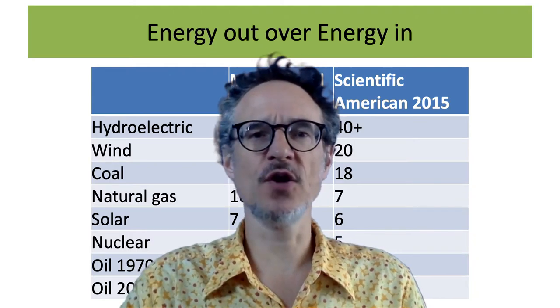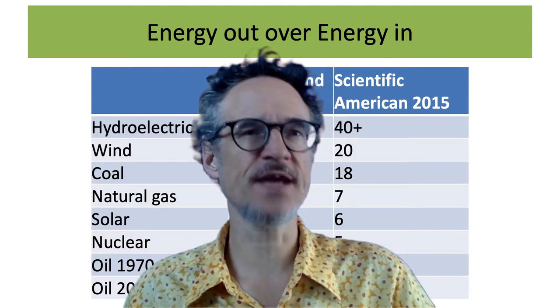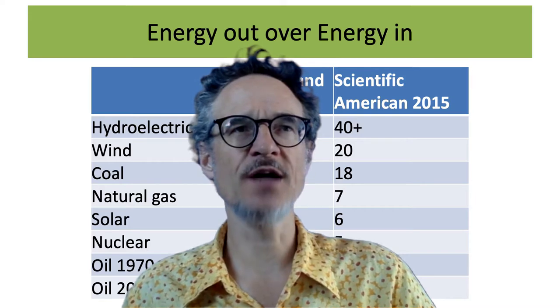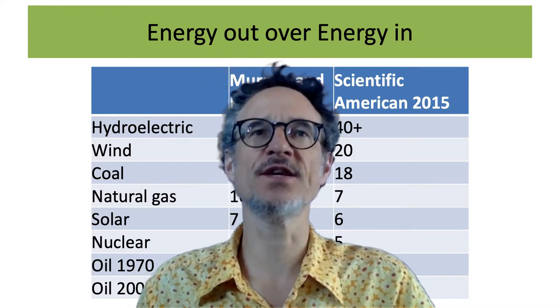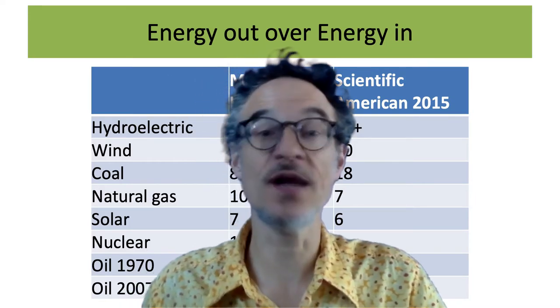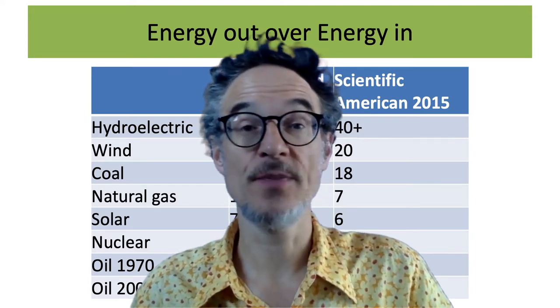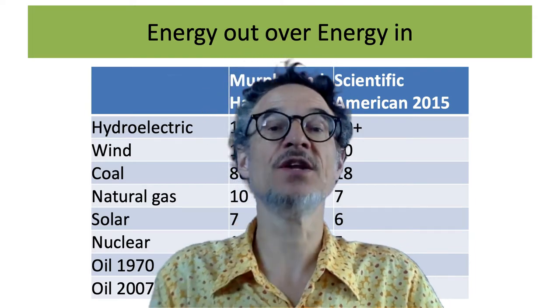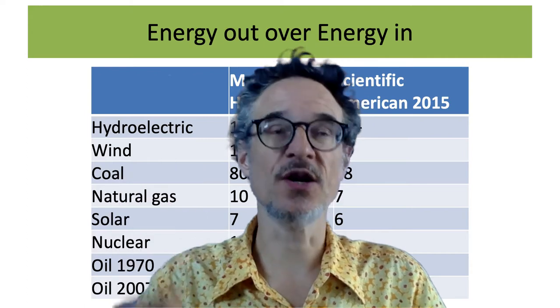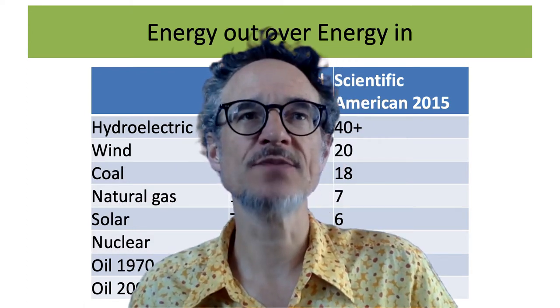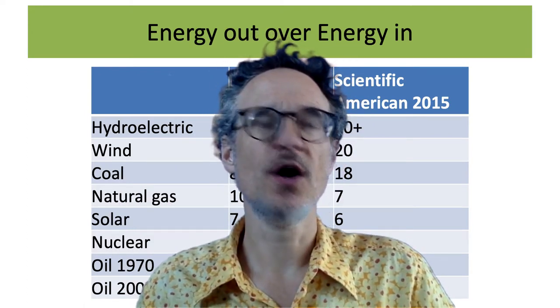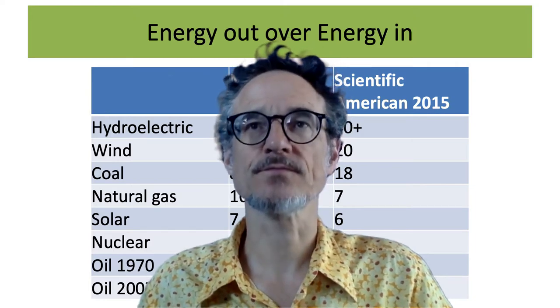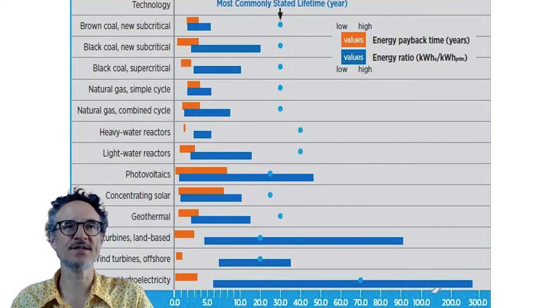So we have lots of data. We can more or less compare. We can look at this, and it seems that hydroelectric is probably the best in terms of how much energy we get out compared to energy going in. It seems that solar and nuclear are the least good. And in fact, this is data.